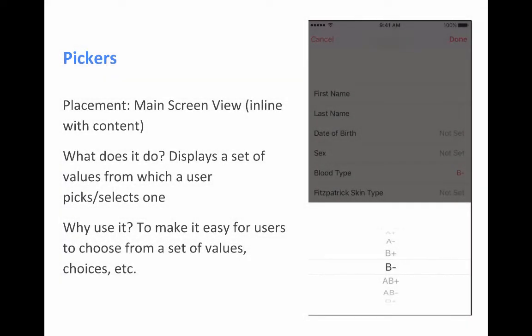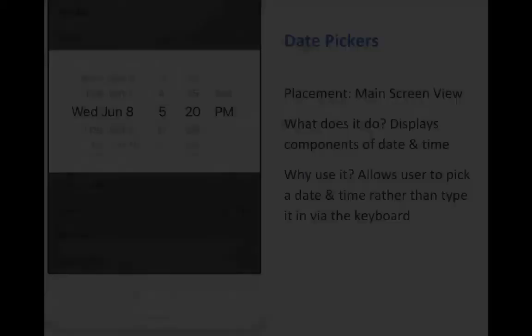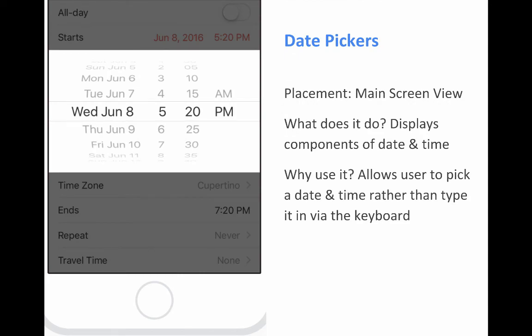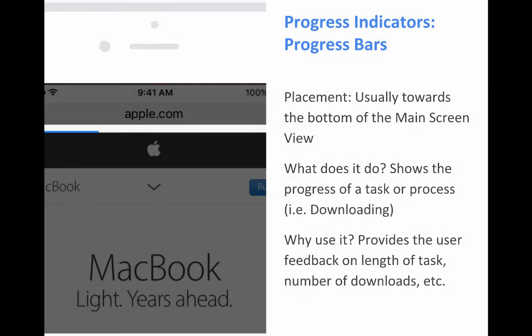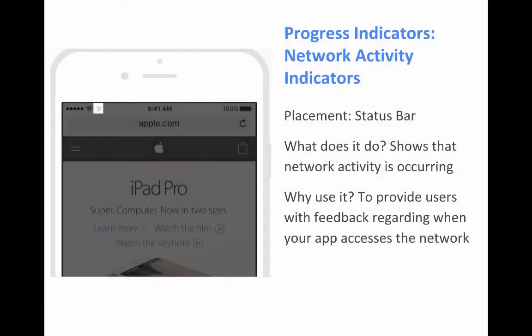For pickers, which I'm sure many of you are familiar with, it displays a set of values from which the user can select one. Here's the date picker, allowing the user to select date and time. And these are progress indicators. So this is the activity indicator, and it just signals to the user that there's a task in progress. This is the progress bar here. It's just another way to show that something's in progress, perhaps something is downloading at the moment. This is the network activity indicator, which I'm sure many of you are familiar with.